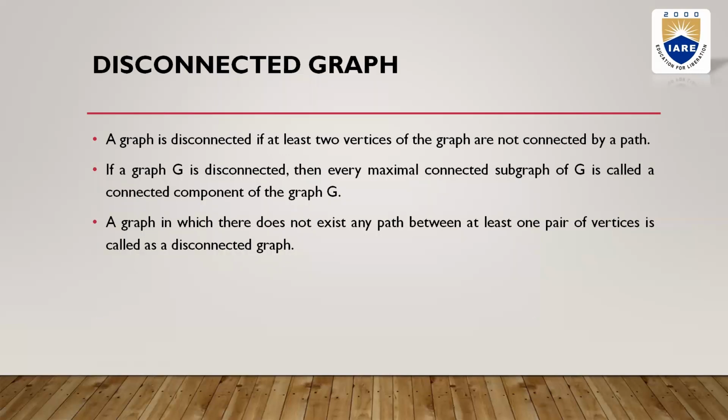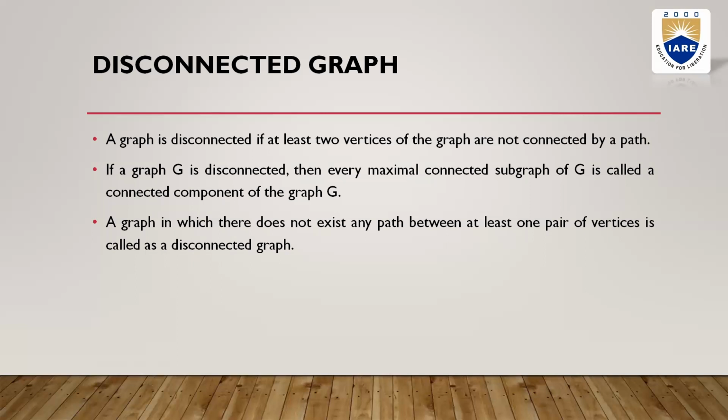Now we will see what is a disconnected graph and some examples. A graph is disconnected if at least two vertices of the graph are not connected by a path. If graph G is disconnected, then every maximal connected subgraph of G is called a connected component of G. A graph in which there does not exist any path between at least one pair of vertices is called a disconnected graph.